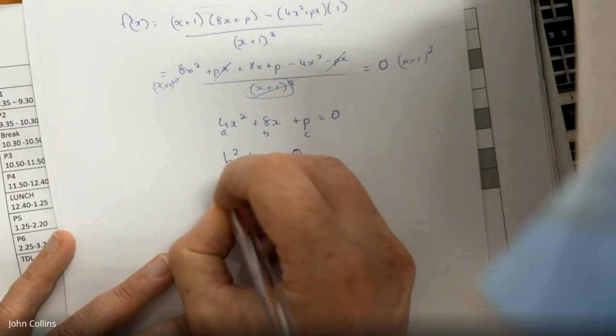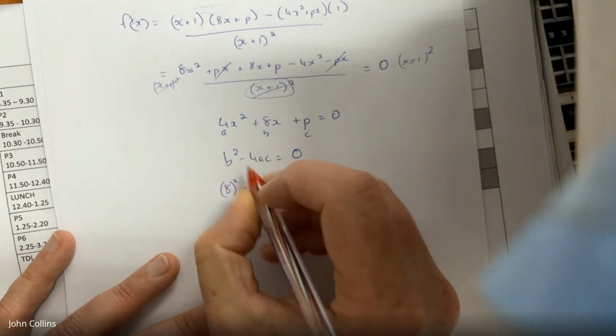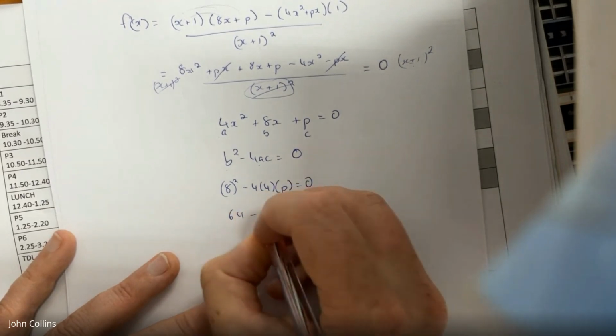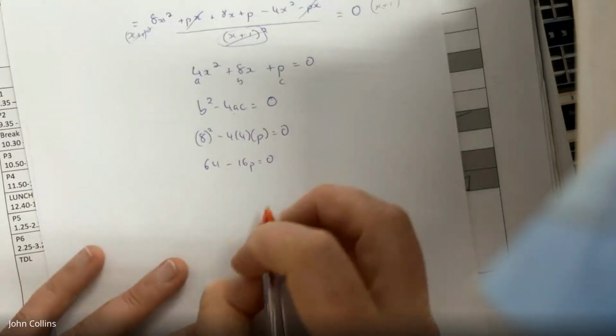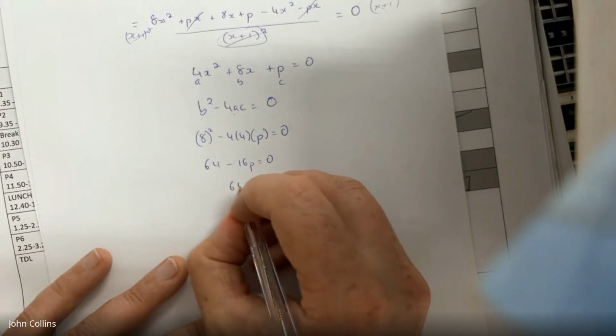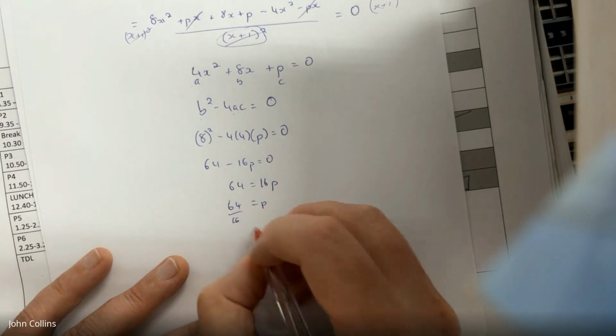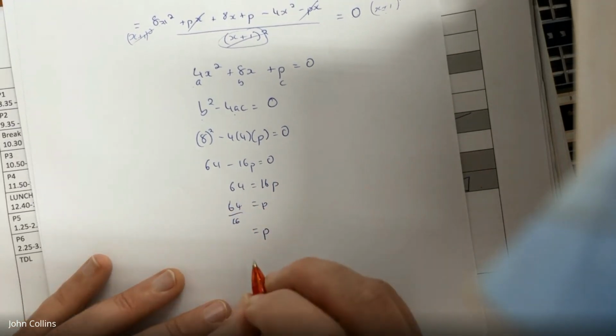So 8 squared minus 4 times 4, because a is 4, and c is p, is equal to 0. So I have 64 minus 16p is equal to 0. If I rearrange that a little bit, add the 16p over this side, and then divide by 16, I think that p equals 4.